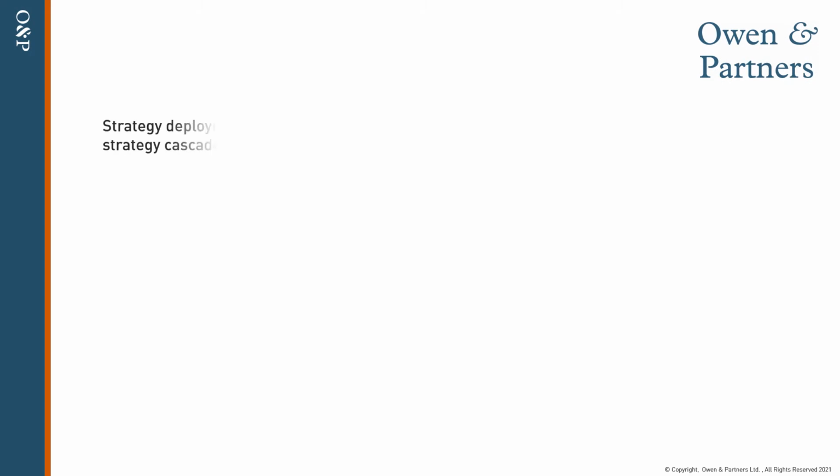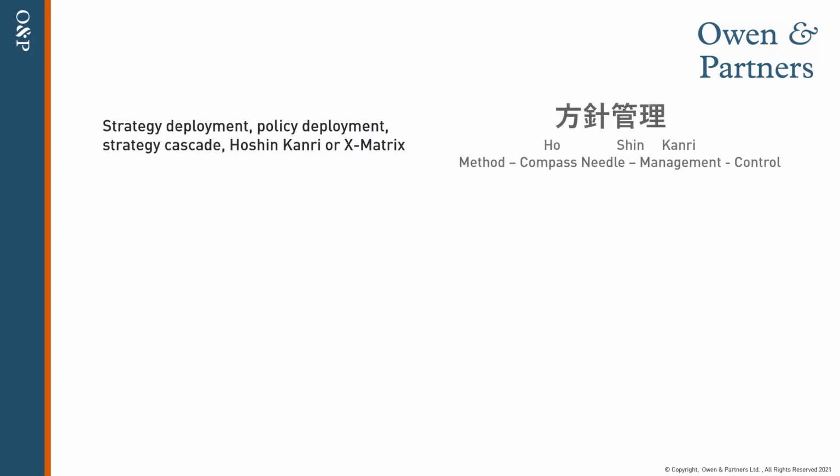Strategy deployment is also called policy deployment, strategy cascade, X-matrix cascade, or Hoshin Kanri, which is Japanese for method, compass needle, hence direction, and management control. Despite the variety of names, they all mean precisely the same thing.